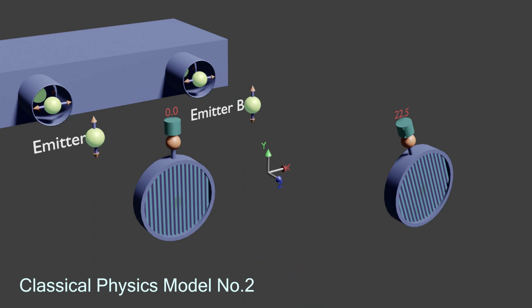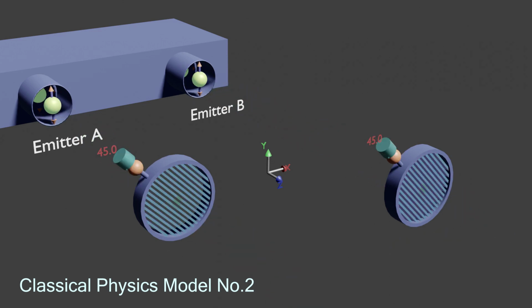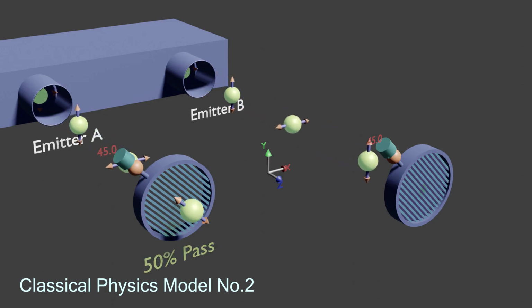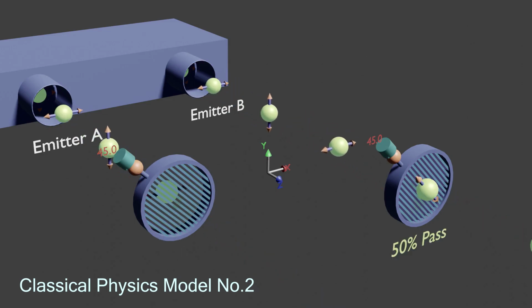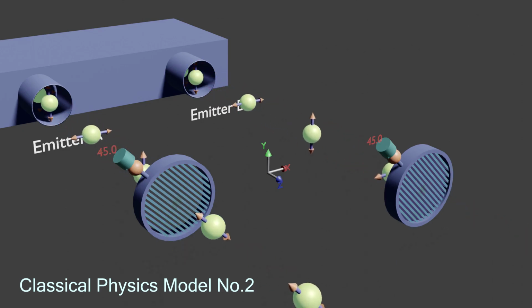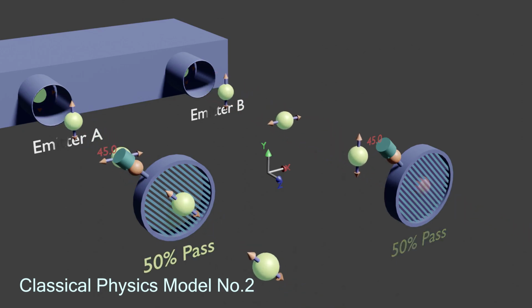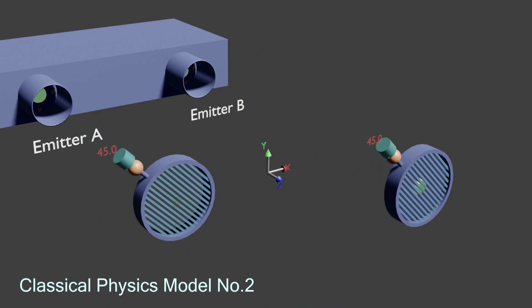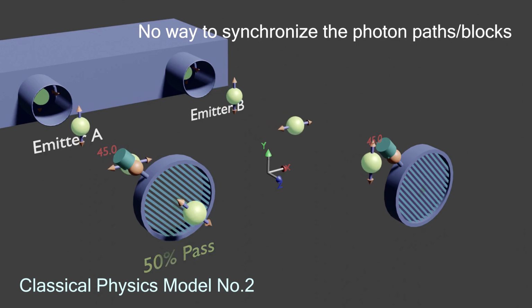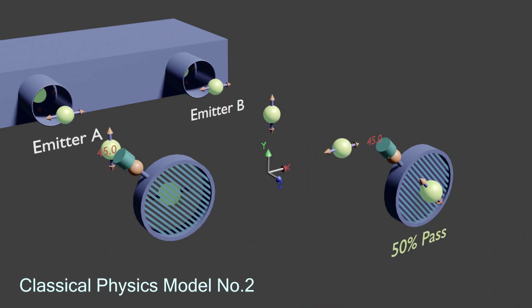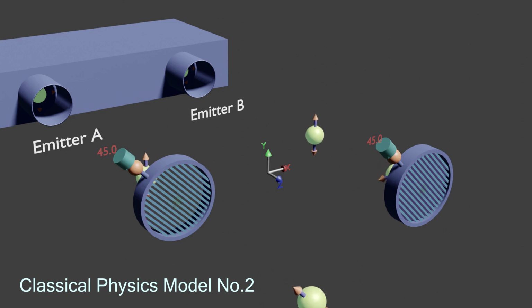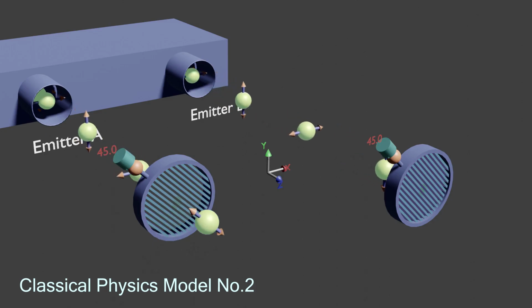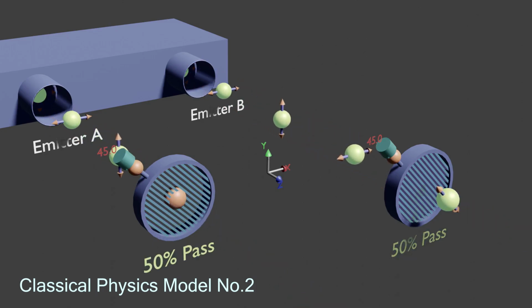For a further confirmation, let's rotate the filters on both sides and align them at 45 degrees from the y-axis. In this setting, because the photons are polarized along either the y or x-axis, when they pass through a 45 degrees filter, 50% will pass and 50% will be blocked. However, there is no way to synchronize the pass or block of photons on both sides. Therefore, the pass-block rate of photons cannot match perfectly between sides A and B. This is different from the results of quantum entanglement experiments.